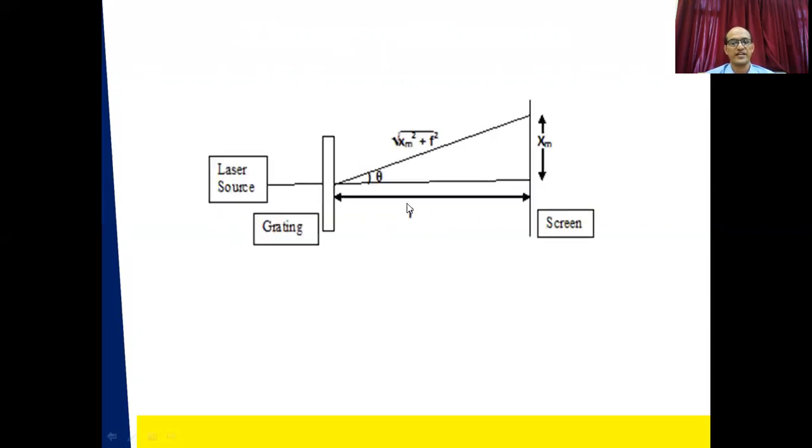Now this is another diagram. Here we will find out the angle of diffraction theta from this diagram. This is the distance f between the grating and the screen. xm is the distance between the central maxima and first order maxima.